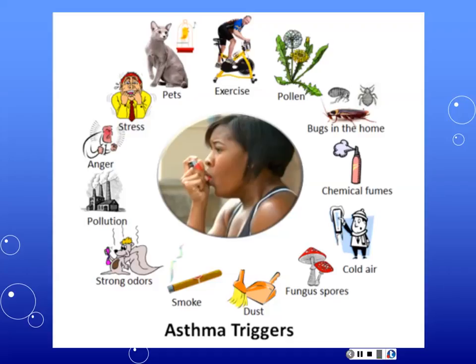Okay. Pollution, strong odors. If you've ever lived in like the Houston area and then come back up here, Houston is horrible with all of the plants and the pollution and that kind of stuff. And we talked about exercise. Some people have specifically exercise-induced asthma.